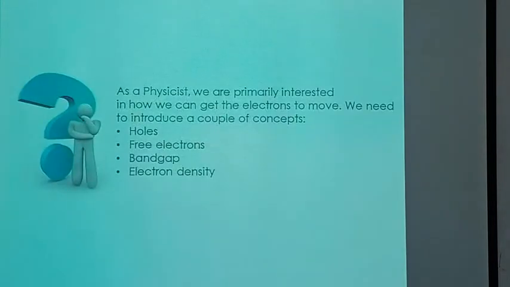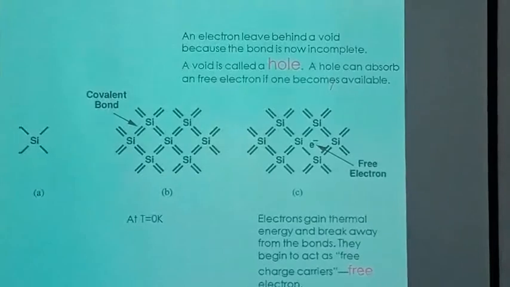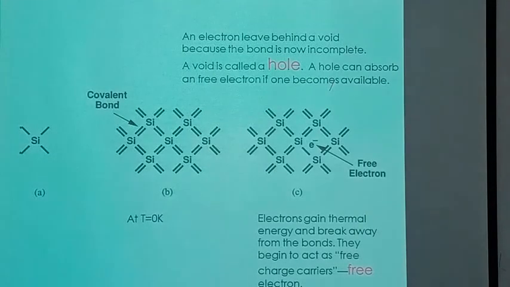So as physicists, we are primarily interested in how we can get the electrons to move. We need to introduce a couple of concepts such as holes, electrons, band gap energy, and electron density. So first of all we will understand the hole. An electron gains thermal energy and breaks away from the bonds. It begins to act as a free charge carrier, called a free electron. The electron leaves behind a void because the bond is now incomplete. A void created by the removal of an electron is called a hole.